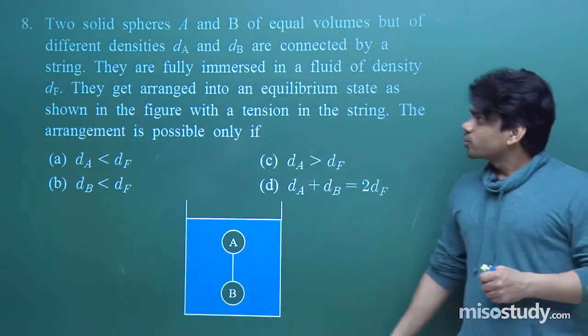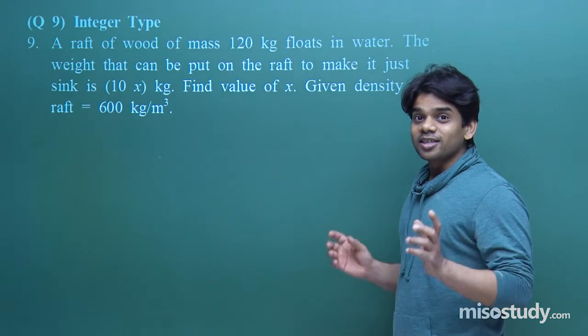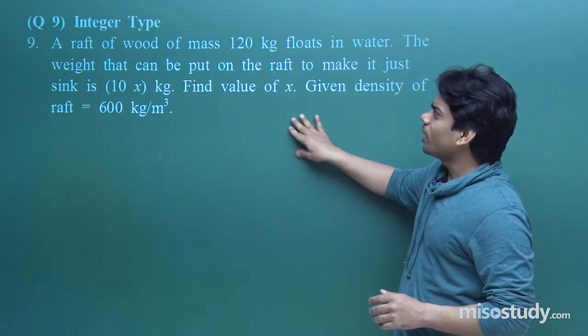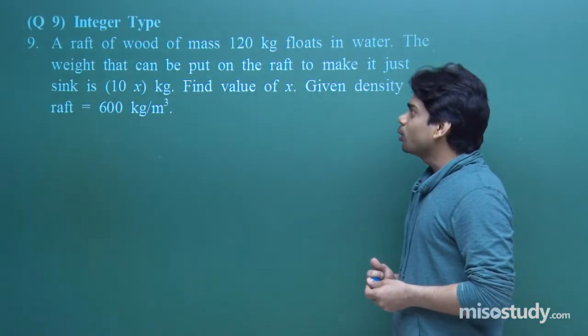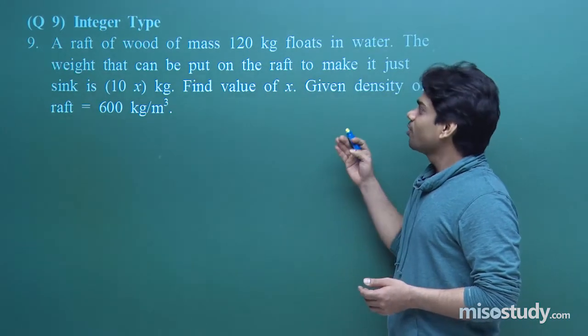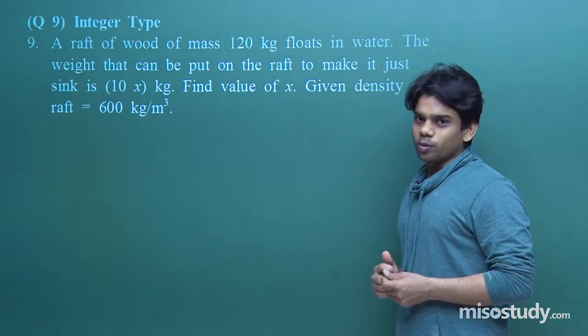Let's go ahead with the next question of the class. Let's go to question number 9. It's an integer type, so only an integer lying between 0 to 9 will be the right answer for this. A raft of wood of mass 120 kg floats in water. The weight that can be put on the raft to make it just sink is 10x kg. Find the value of x given density of raft equal to 600 kg per cubic meter.